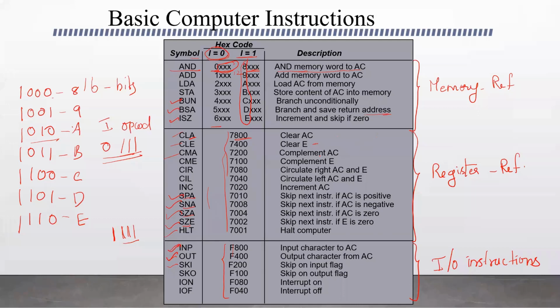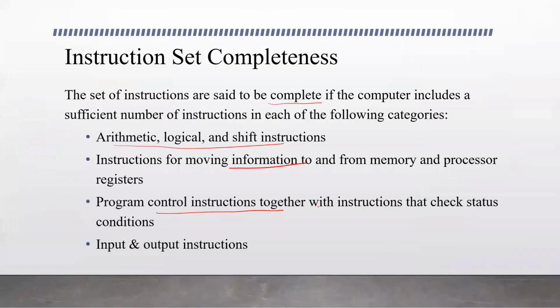And we have also seen that for the set of instructions to be complete in a computer, it must include instructions from all these categories: arithmetic, logical, and shift instructions, instructions for moving information to and from memory and process registers. And we need to have program control instructions, okay, that control the flow of the execution of instructions. And we also need to have input output instructions. Okay, when the computer has instructions from all these categories, we say that it is complete.